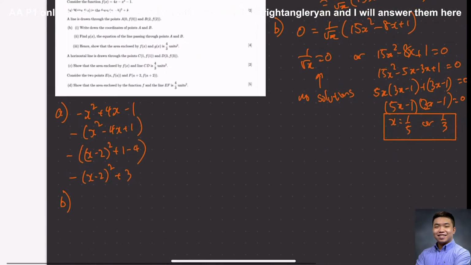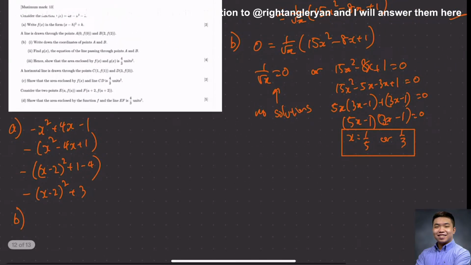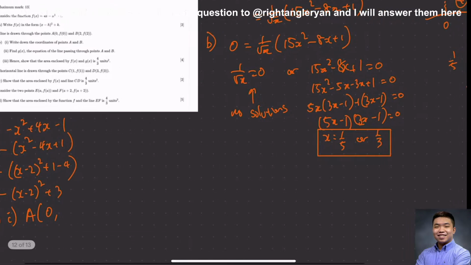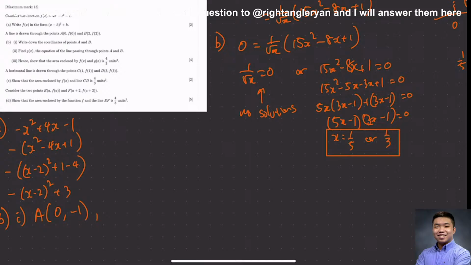Okay, part B. A line is drawn through the points A, 0 and f of 0, and point B, 2 and f of 2. Write down the coordinates of A and B. So for B1, point A will be 0 and f of 0, which is negative 1, right? And then point B, f of 2 will be 8 minus 4. 8 minus 4 is 4. 4 minus 1 is 3.